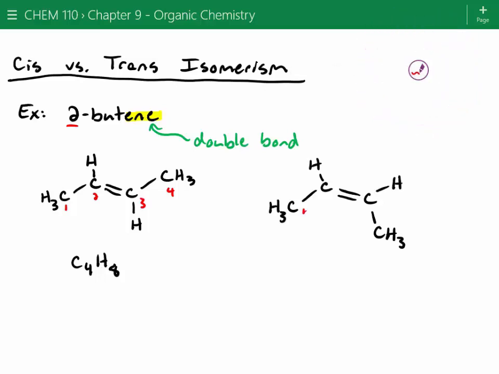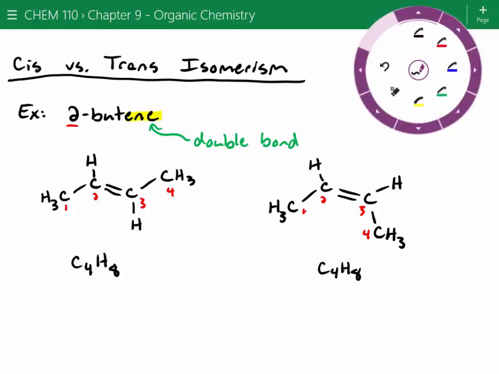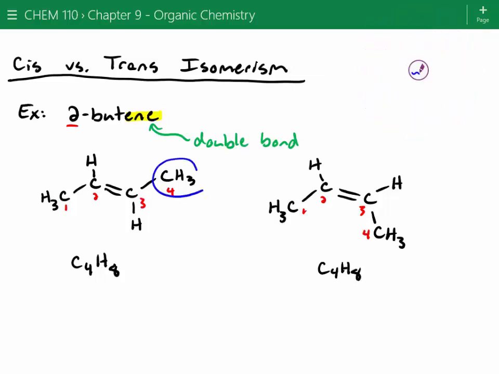So we can go 1, 2, 3, 4. We still have that double bond between that carbon in the 2 and 3 position, right? But what's different here? One CH is down. Okay, so both of these are C4H8. But one thing I'm noticing is if you look at these methyl groups, they're on opposite sides, right? Whereas these methyl groups are on that same face of that double bond. And so we actually have to identify these as being separate.